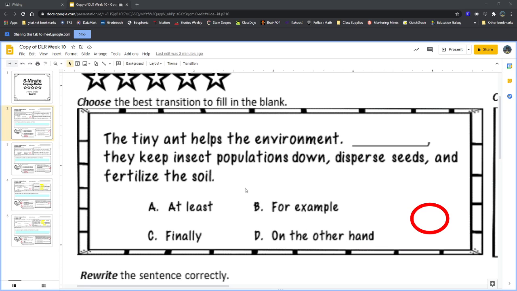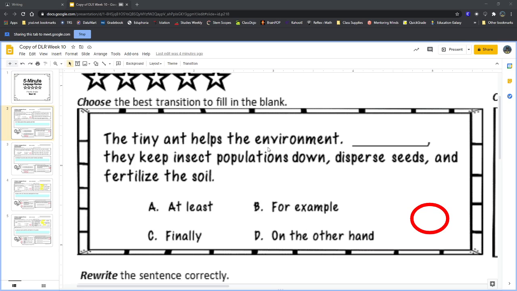So if you thought answer choice A, at least, sounds the best, I want you to raise your hand. Okay. If you think answer choice B, for example, sounds the best, I want you to raise your hand. Okay. If you think answer choice C, finally, sounds the best, I want you to raise your hand. All right. And if you think answer choice D, on the other hand, sounds the best, I want you to raise your hand. Okay.